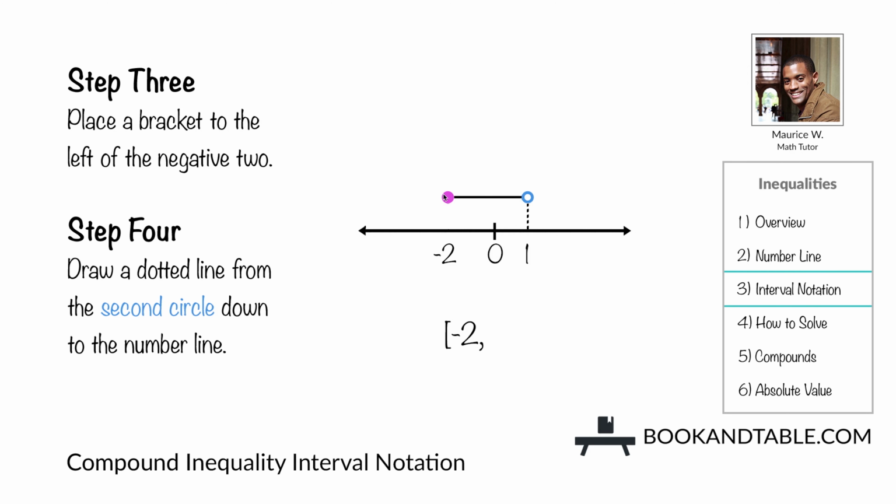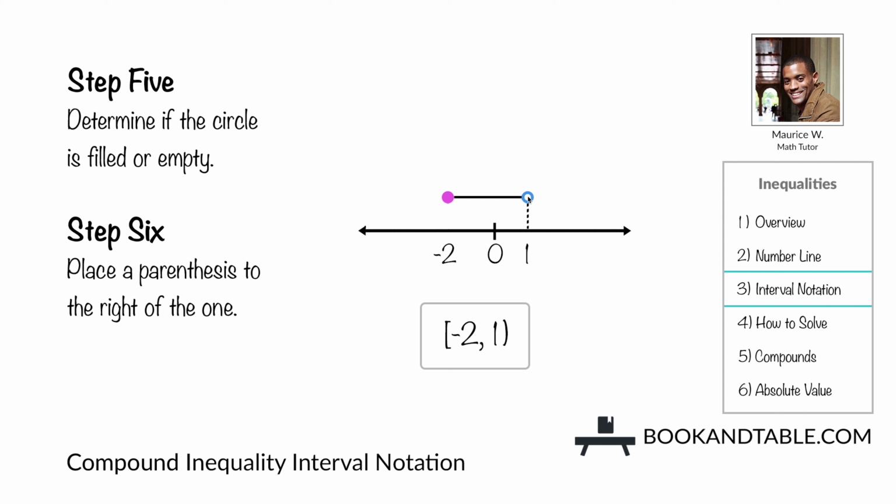So then step 3, since it can be equal to -2, you place a bracket to the left of -2. So this represents the smaller end of our interval. And now we want to represent the larger end of the expression. So step 4, draw a dotted line from the second circle down to the number line. We see that brings us to +1. Step 5, we determine if the circle is filled or empty. So we see it's empty, which means the set does not include +1, which means step 6, we're going to place a parenthesis to the right of the 1.